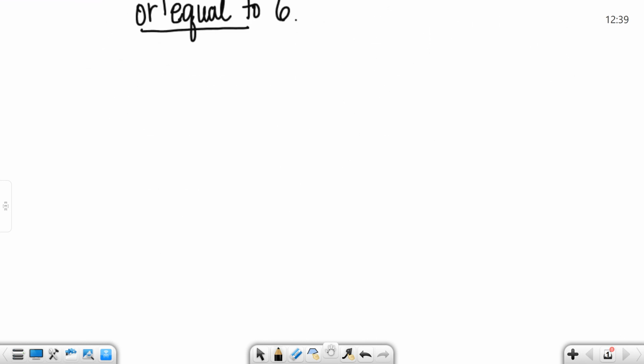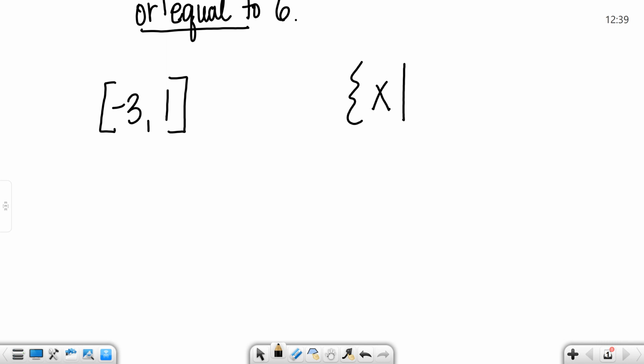Let's practice a couple more of those interval notations. If I have this one, bracket -3, 1 bracket, set builder would say, let's say we're just talking about x again, x such that x is between -3 and 1, and it is equal to both of them, because equal to is what the bracket indicates.